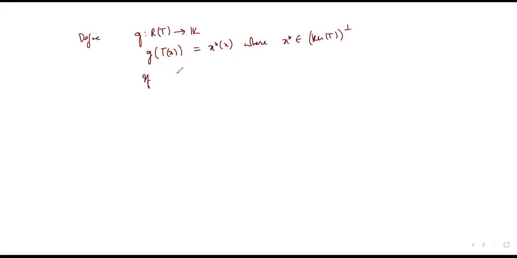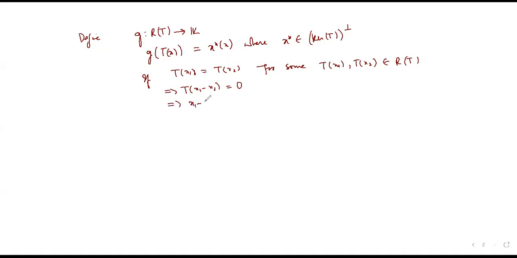चलो मैं ऐसे लिखता हूँ. If T of X1 is equal to T of X2 for some T of X1, T of X2 belonging to the range of T, it implies that चूंकि T linear है, X1 minus X2 is equal to 0, which would imply that X1 minus X2 belongs to the kernel of T.